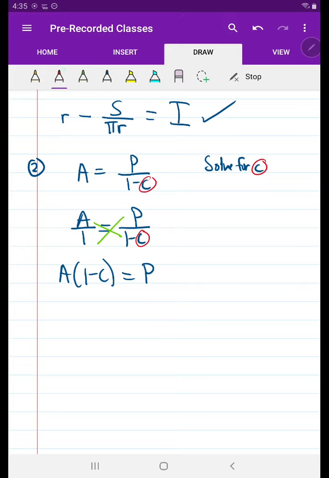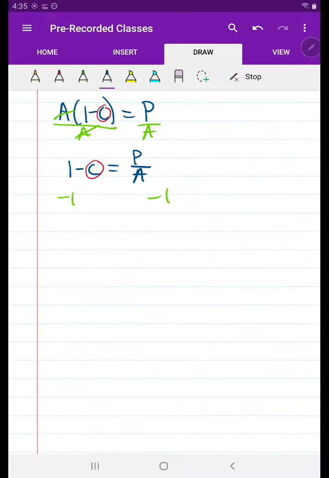My C is still locked up in the parentheses, and one way I could deal with that is to divide both sides by A, and that'll unlock my parentheses. The A will cancel on the left, so what we're left with is 1 minus C equals P over A. And remember, we're trying to get C by itself, so I could go ahead and subtract 1 from both sides. That gives me a negative C equals P over A minus 1.